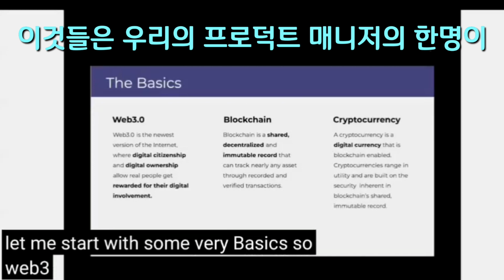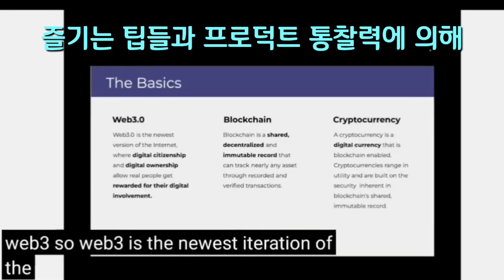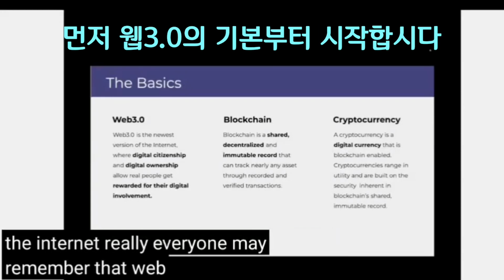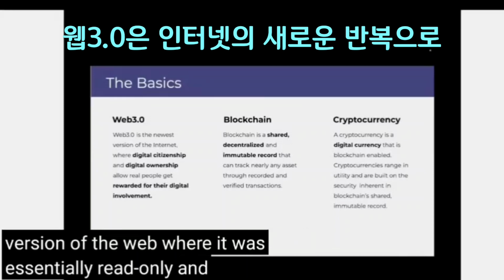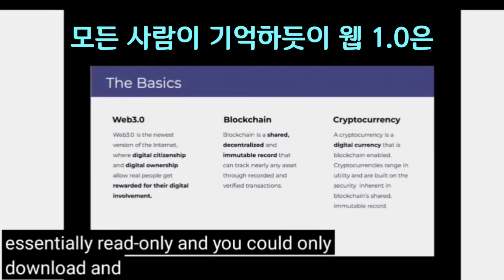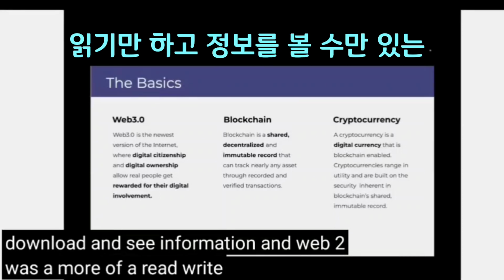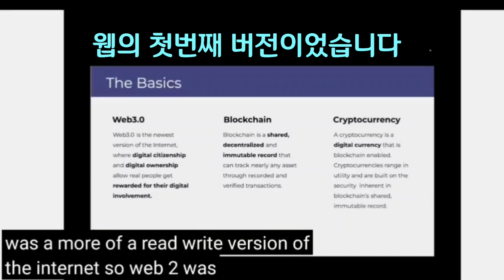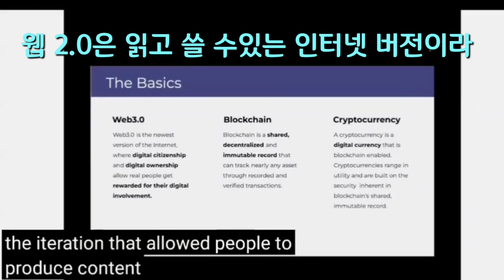Let me start with some very basics. So Web3. Web3 is the newest iteration of the internet, really. Everyone may remember that Web 1 was the first version of the web where it was essentially read-only and you could only download and see information. And Web 2 was more of a read-write version of the internet. So Web 2 was the iteration that allowed people to produce content.